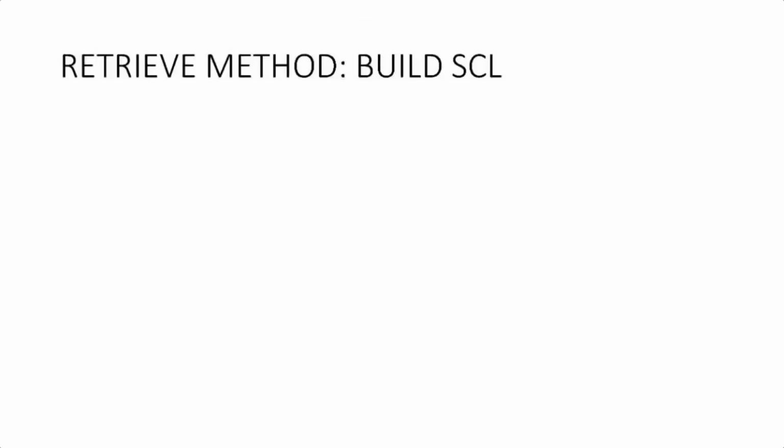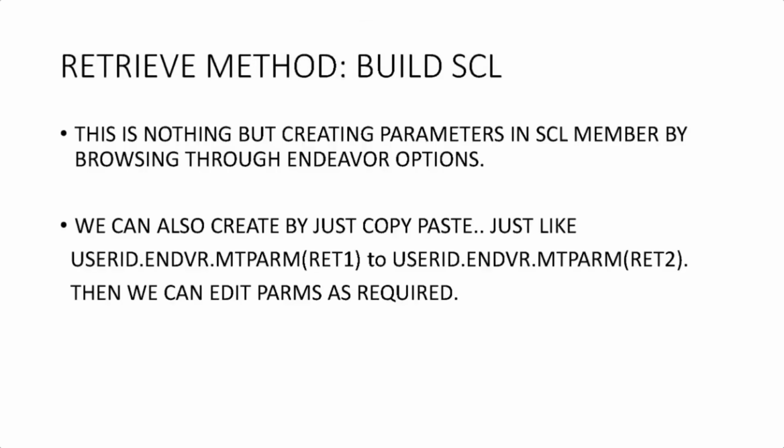The next one is build SCL for the same retrieve method. Retrieve method build SCL is nothing but creating the same parameters as I showed before. We should create them step by step using Endevor options, creating all the parameters, from and to, just by browsing. We will see that one by one.